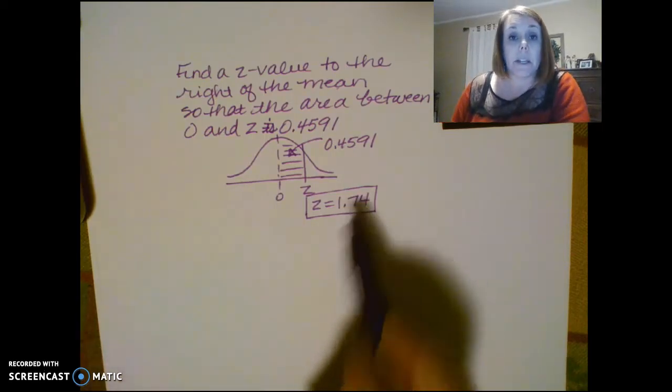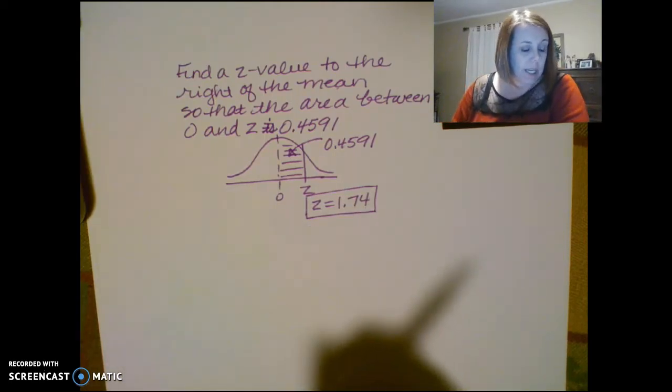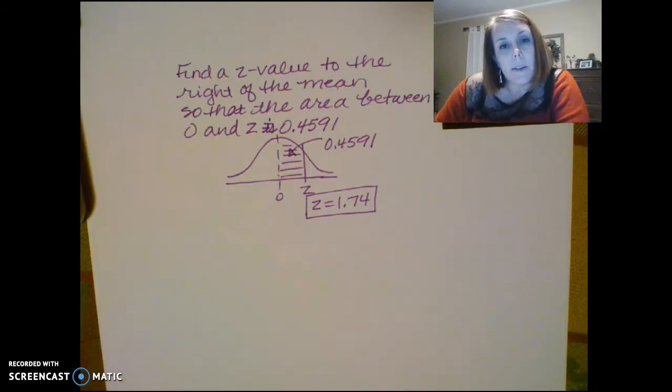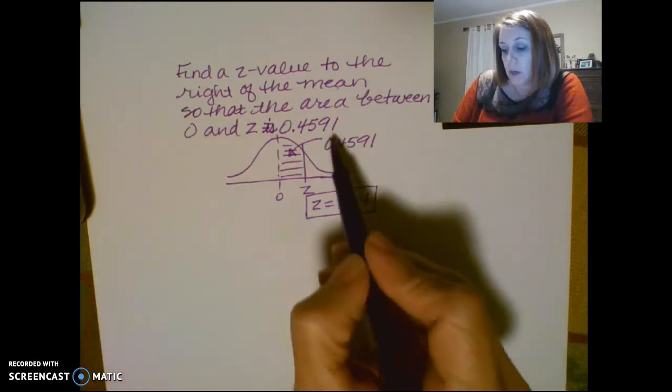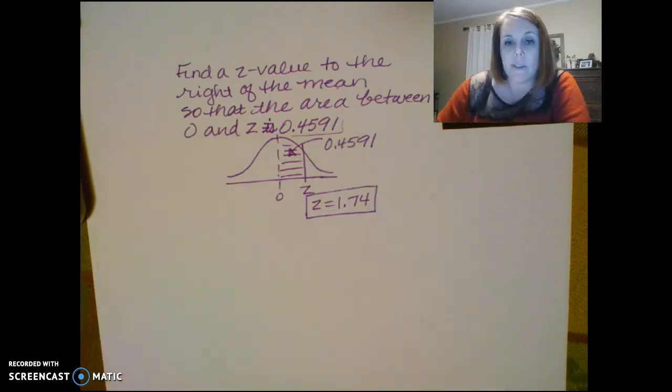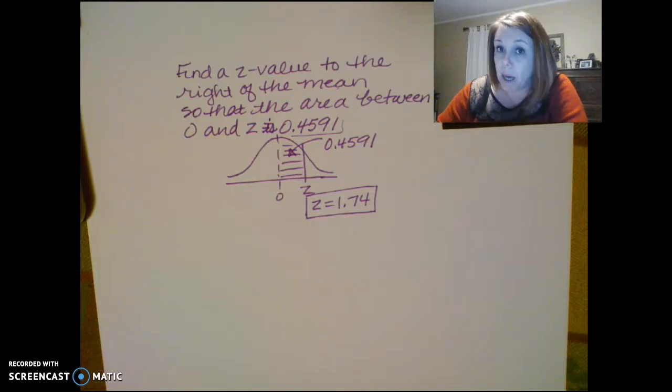Here it's to the right of the mean, so it's a positive answer. So the question becomes, what if the probability or the area that we're given, like here, the 4591, isn't in the table? What if it's just close to a value in the table? When that happens, you want to find the value that is closest. That may mean that it's below, it may mean it's above, but you find the one that it is closest to.